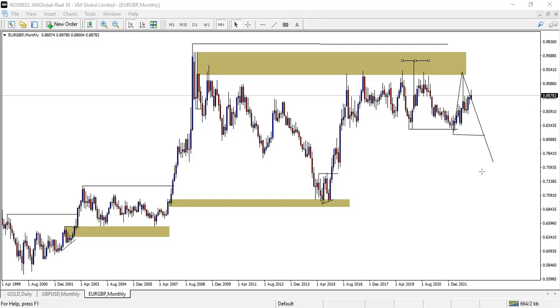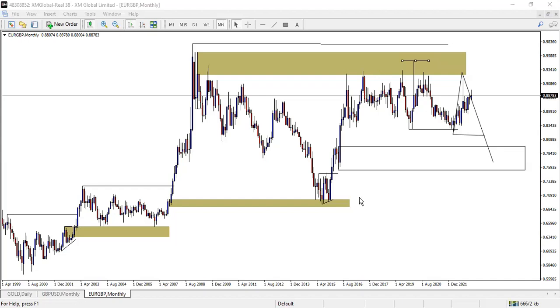Notice where I dropped this expected bearish move. Why here? Well, we have a structure here. We have a structure here, right? So this is likely to happen. Now, with all that said, this is monthly time frame.